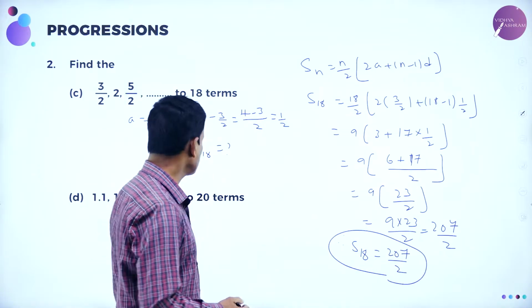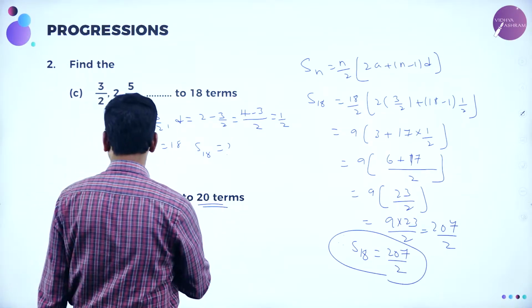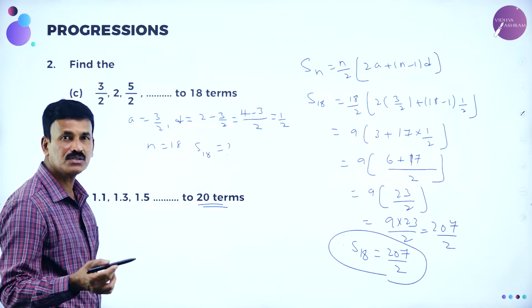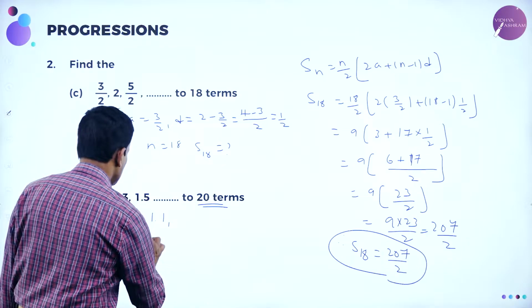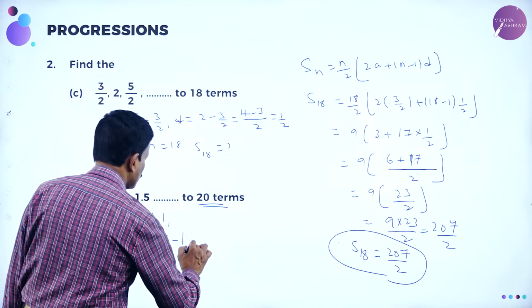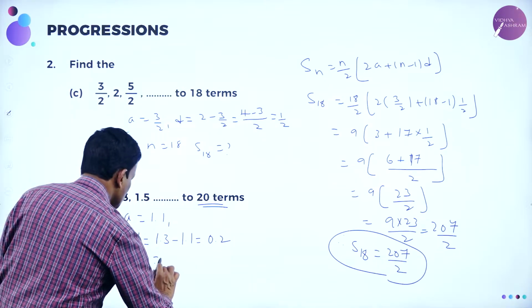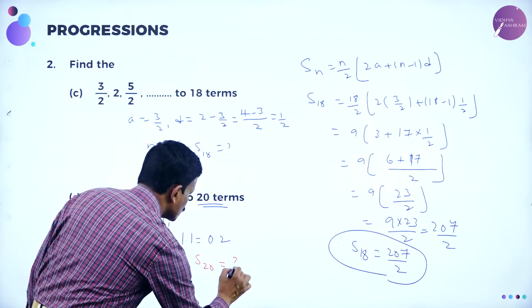Okay. Now let us come to the next problem. Find the sum of 20 terms. So what is the sequence given? 1.1, 1.3, 1.5, etc. to 20th term. So as usual, A is equal to 1.1. The common difference D is equal to 1.3 minus 1.1 is 0.2, and N is equal to 20, to find S20 is the question.